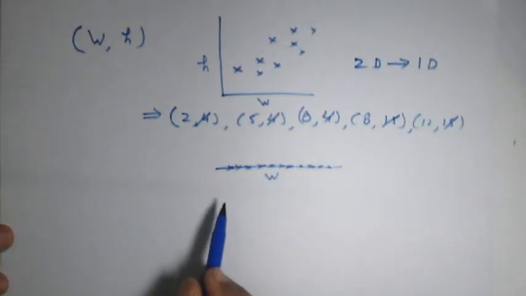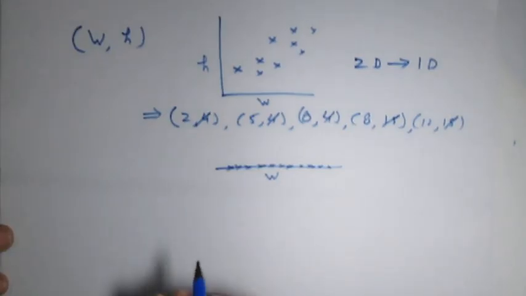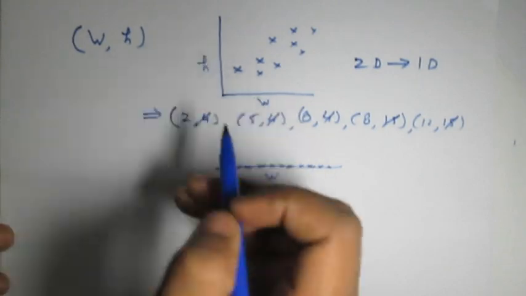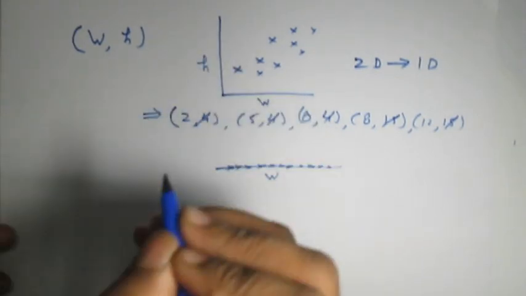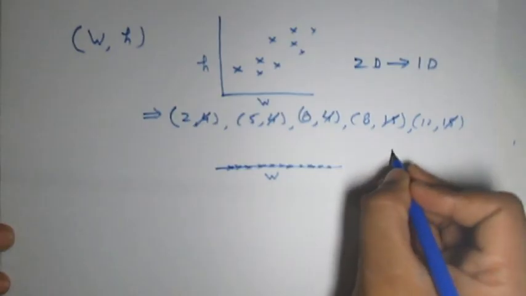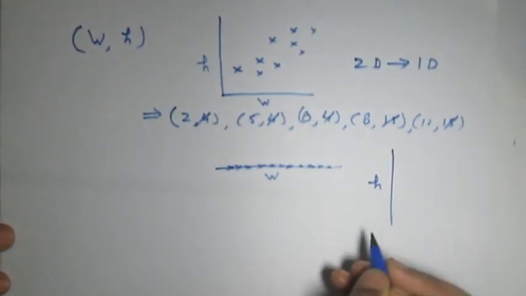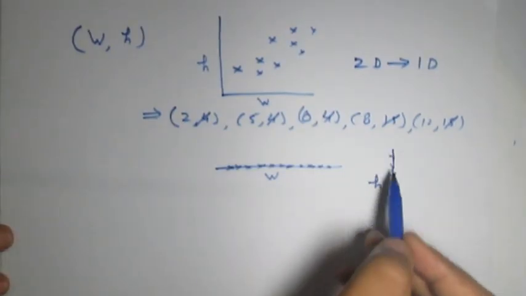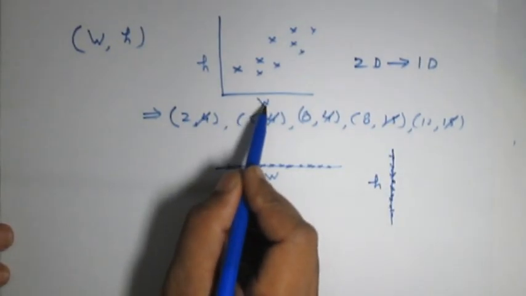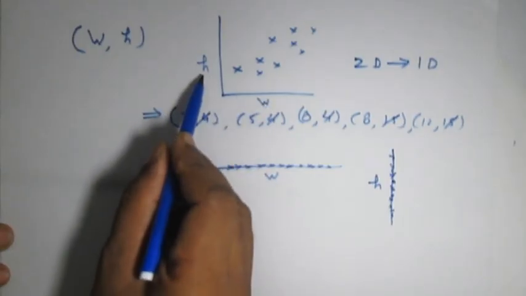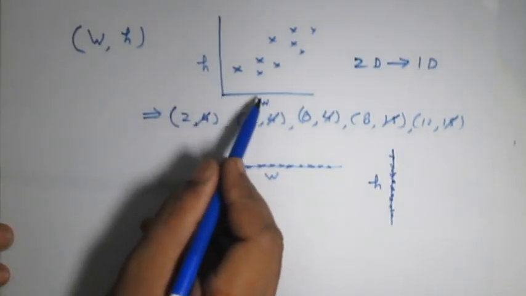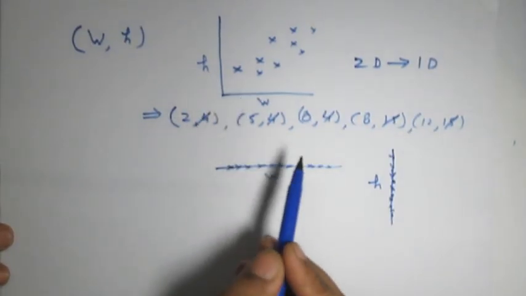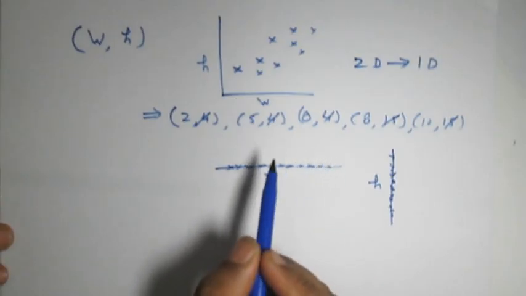How can we reduce the dimensionality of this feature space? We cannot select W, and we cannot select height, because if we take height as a feature and leave weight, then the problem will remain the same. All the points cannot be individually represented on this line. So we cannot select W and we cannot select H, because selecting one of these two features will not solve our problem, since points will be very close to each other and will not be individually represented.